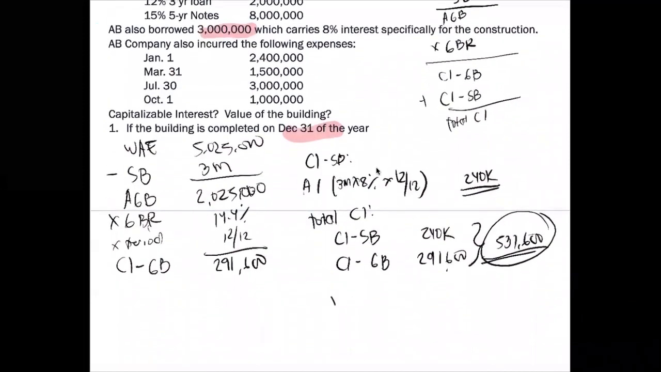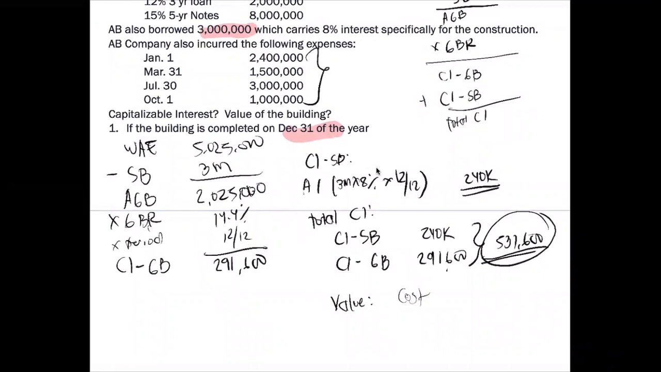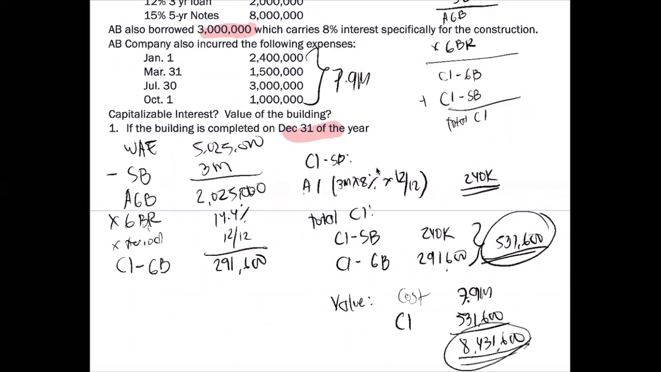What's the value of the building? Value of the building, so the total cost. The total cost, 2.4 million. The expenditures, plus 1.5 million, plus 3 million, plus 1 million. We have 7.9 million. So this is 7.9 million. And then we add your capitalizable interest, which is 531,600. So what is the value of our building? 8,431,600.